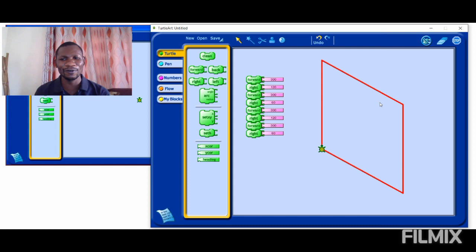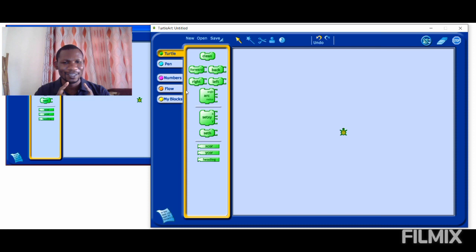Let's continue with drawing a rectangle. All these shapes are having four sides. So for the rectangle, the only difference is that the opposite sides are equal and other opposite sides are equal, but all angles are of 90 degrees. Let's start with forward. Let's choose that this one will be 100. We want to make it, for example, the width. And then we go on with right, 90 degrees.